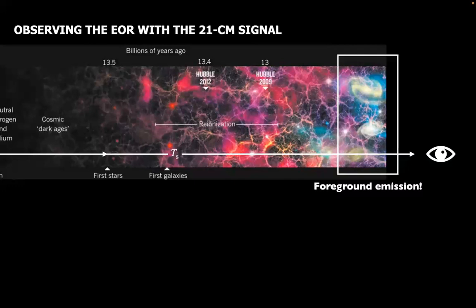So small baselines means that we can see large scales on the sky, while long baselines, so long separation between antennas, means small scales. So we can map different scales with interferometers. But the problem is the foreground, and the foreground is 5 orders of magnitude brighter than the 21 centimeter emission.